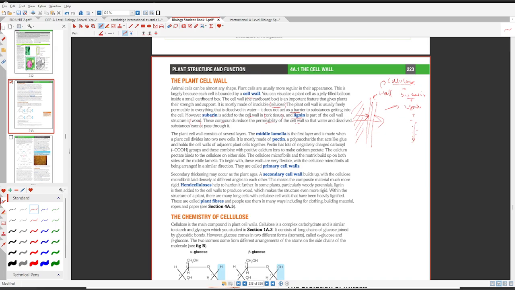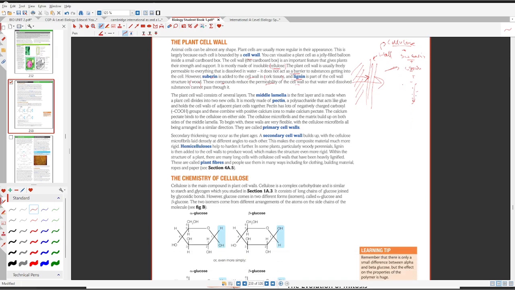Now, the plant cell wall contains several layers. The middle lamella is the first layer and is made when the plant cell divides into two new cells, right? So now we're leading into what we kind of talked about earlier, when it divides into two new cells, the middle lamella is the first layer that's formed.